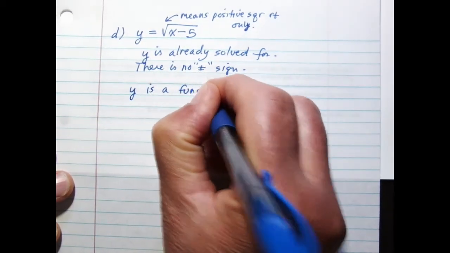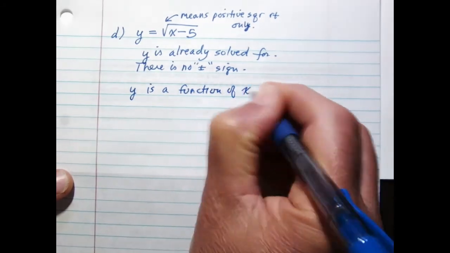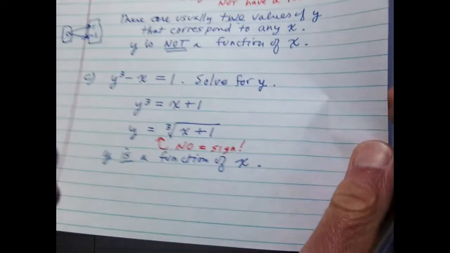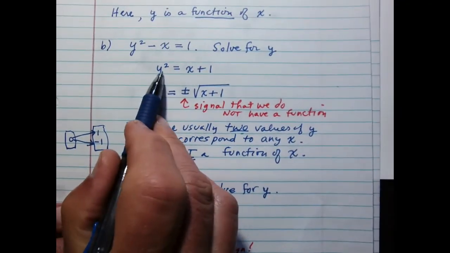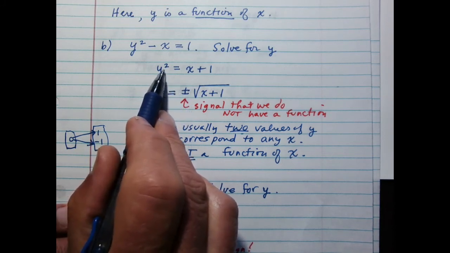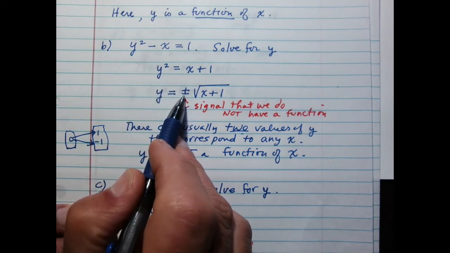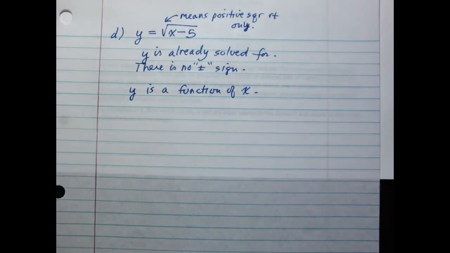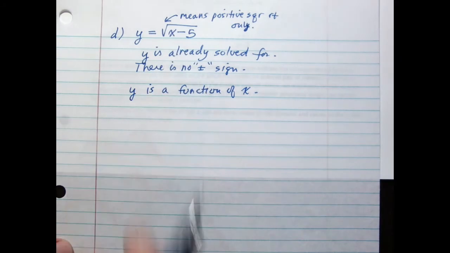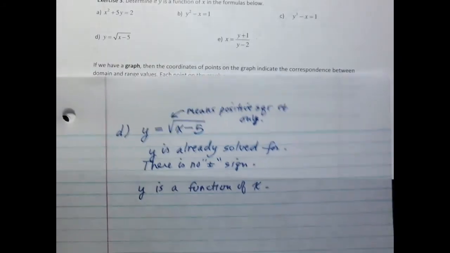So you'd say, well, what happened to the plus or minus sign? I'd say you only get the plus or minus sign when you start out with a quadratic, like in B, that you solve. So when you take square roots of a quadratic, you got to consider the positive and negative square root. Here, we started out with the positive square root only.